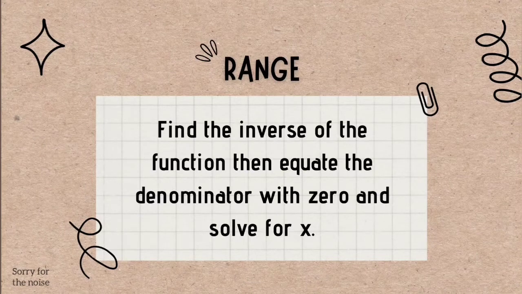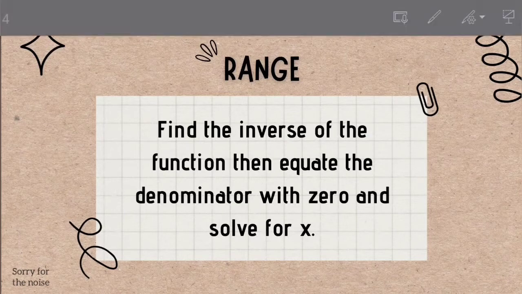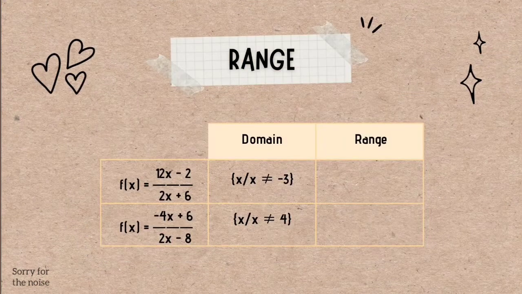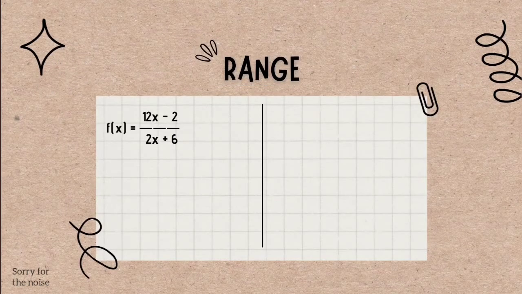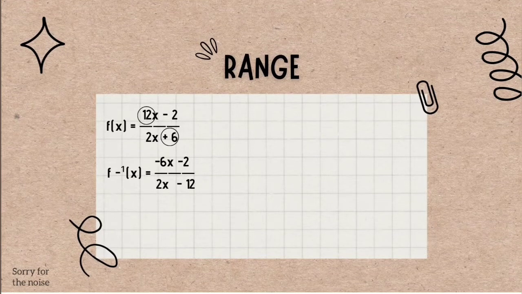So, now let's move on and talk about range. Find the inverse of the function, then equate the denominator with 0 and solve for x. So, let's solve the first example. F of x equals 12x minus 2 over 2x plus 6. So, ipagpapalit natin ang numerical coefficient ng numerator at denominator. So, magpapalit din ang kanilang sign. So, kung papapansin nyo, ang f ay nagbago rin dahil nagpalit tayo ng pwesto ng mga numerical coefficient.